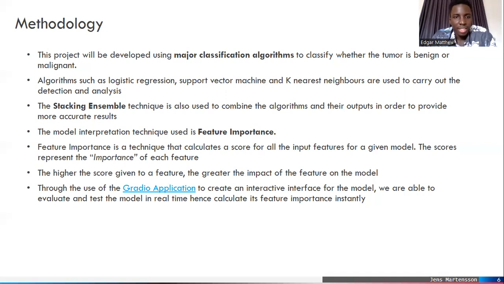Feature importance is a technique that calculates a score for all the input features for a given model. We assign scores to the various properties that are input, such as the perimeter, the area, the concavity. We determine how much these properties affect the final output, how much the perimeter affects the final decision on whether a cell is cancerous or non-cancerous, which feature is more crucial in determining the classification of a cell. Is it the concavity? Is it the smoothness? Is it the circumference? Is it the perimeter?